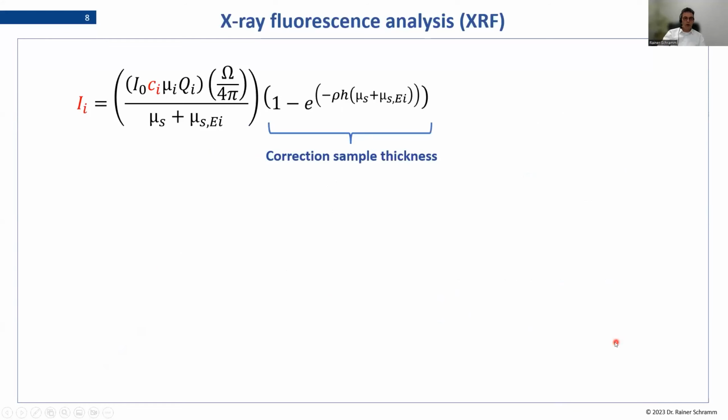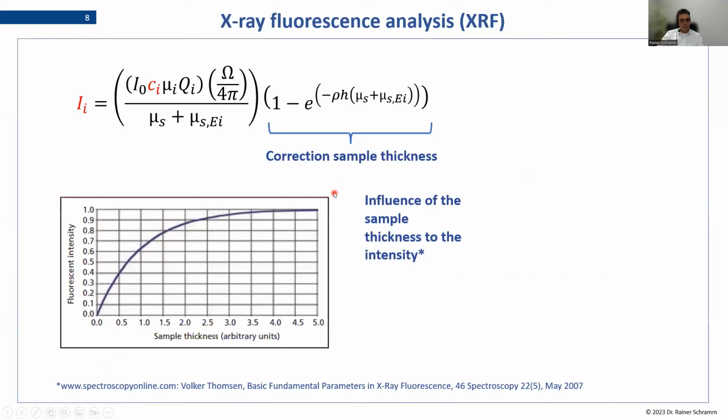Okay, let's go further. We look a little bit at the sample thickness. Also here from Thompson, I took that slide where he describes this function. So this is an exponential function depending on the sample thickness and the intensity. So you see how it works. That means the sample is getting thicker and thicker, and there will be a point where it's infinitely thick, and the intensity will not increase anymore.